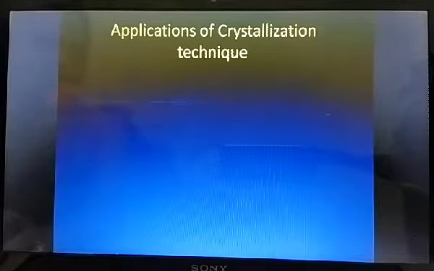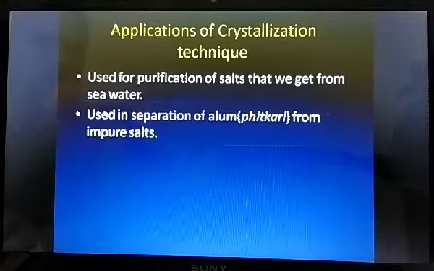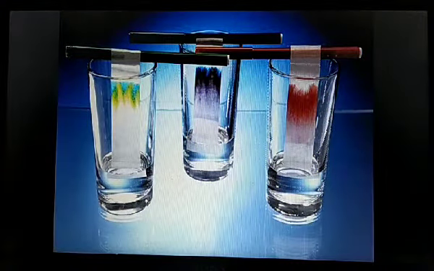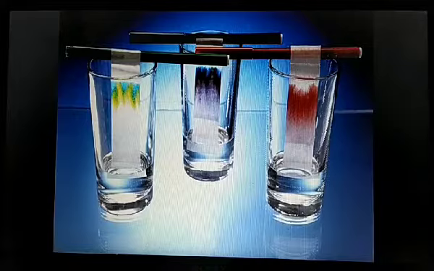Now next is applications of the crystallization technique. What are the different uses of this technique? First use is, it is used for purification of salts that we get from seawater. The salt that we use at home, that is common salt, is again obtained from this technique, crystallization. And the second point is, it is also used in separation of alum, which we call fitkari, from impure salts. So this was your first method of separation or technique.